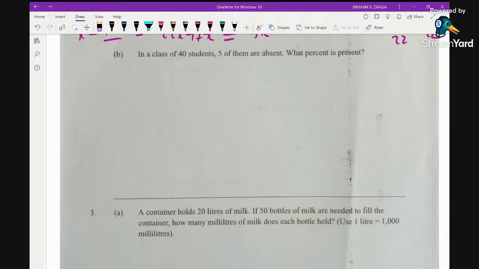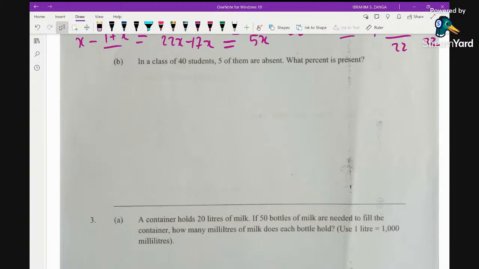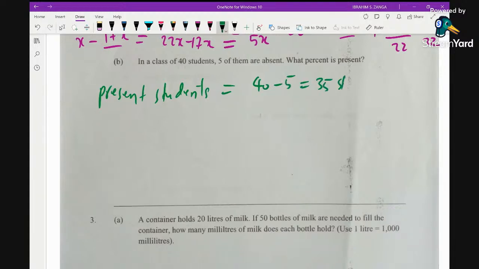Part B of question number 2. In a class of 40 students, 5 of them are absent. What percentage is present? Present here, dear friends, means students who are present. You're going to take 40 minus 5, and you get 35 students.